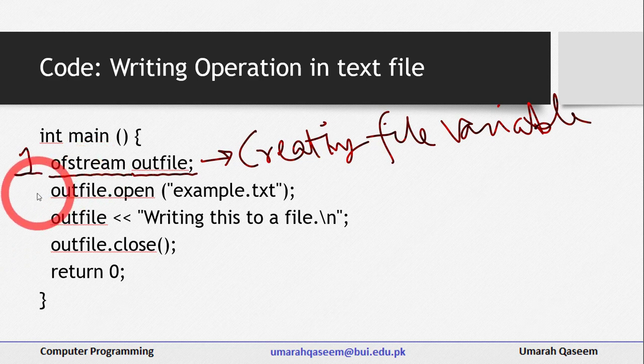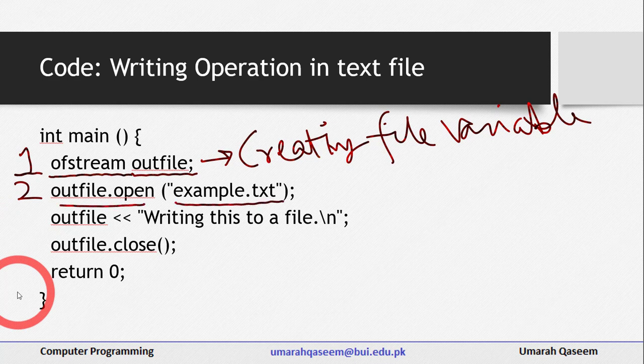The second step was to open up the file. In this step, what I'm doing is outFile.open, and here I have given the name of the file which I want to open, which is example.txt. So this step will open up the file.